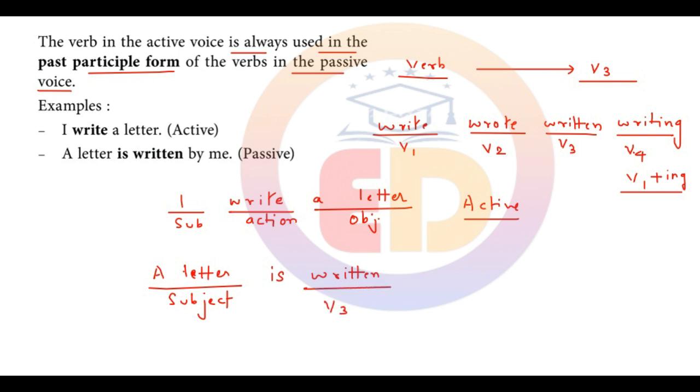Don't forget to add the preposition by before the object, which is me. Now here the subject letter is not performing the action, it is receiving the action, so it is a passive voice. The point here was that the verb will be converted to the past participle form. तो हमारा वर्ब राइट था वो पास्ट पार्टिसिपल फॉर्म में रिटन में आ जाएगा जब आप एक्टिव वॉइस को पैसिव वॉइस में कन्वर्ट करेंगे. यहां पर एक और चेंज है, हमने आई को मी बना लिया है.